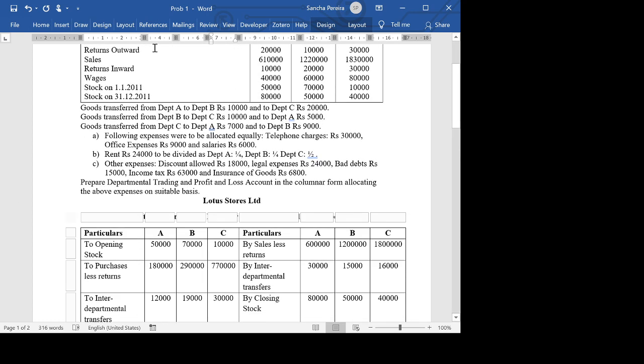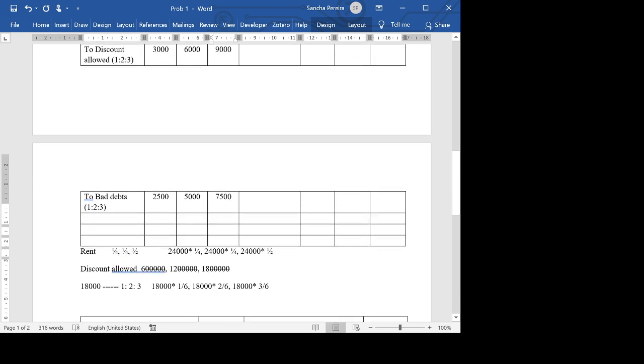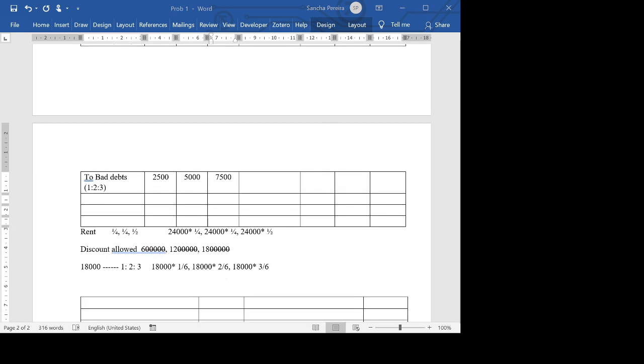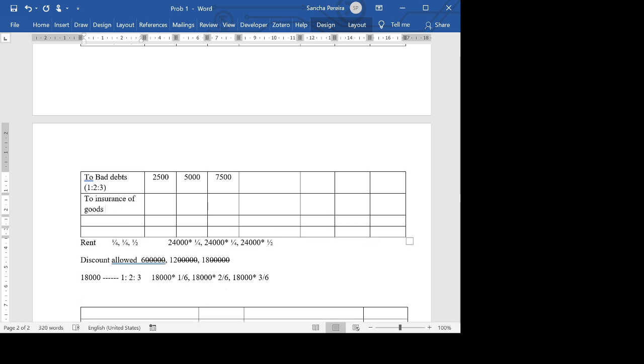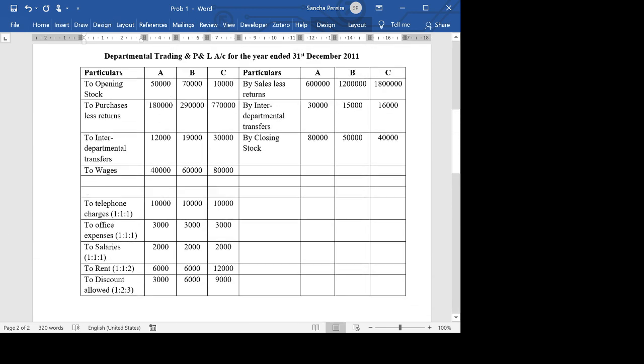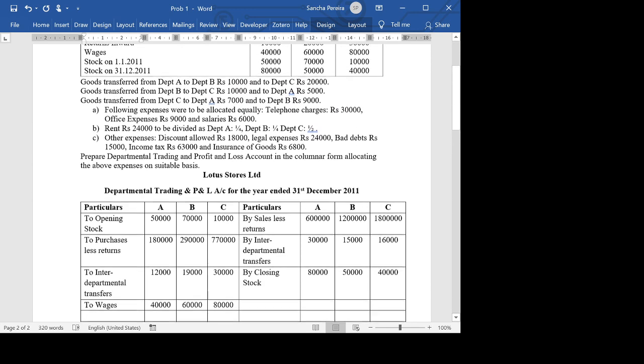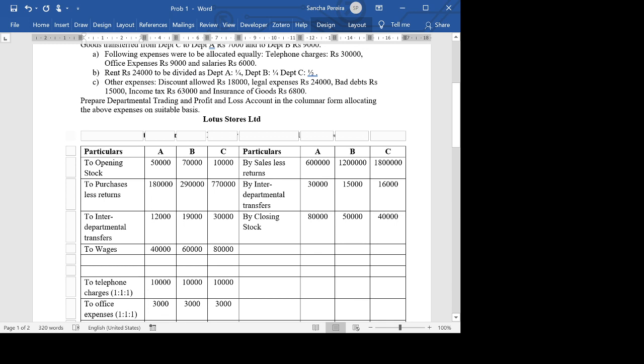And insurance, income tax. Income tax goes in the general profit and loss account. Insurance of goods: I told you insurance of goods is an insurance policy taken to protect the stock. Now, we calculate that on the closing stock that is held by each of the departments. Remember this.